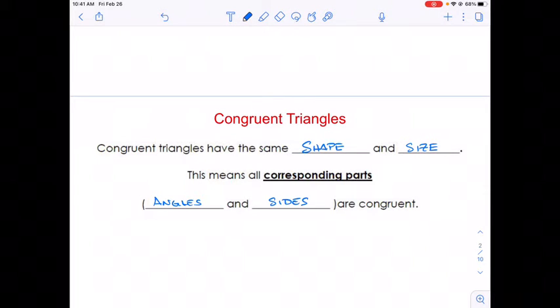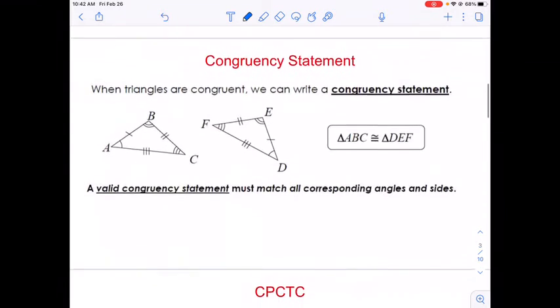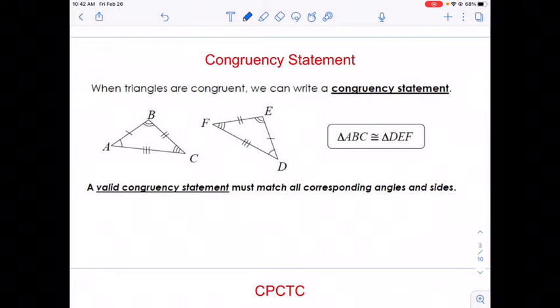So you can have many different congruent triangles here, but you're going to match up, meaning all their corresponding angles and all corresponding sides will be the same. So let's take a look at a congruency statement. You're going to see this a lot in this unit, okay? When triangles are congruent, we can write a congruency statement. This right here is our congruency statement. It tells me that triangle ABC is congruent to triangle DEF.